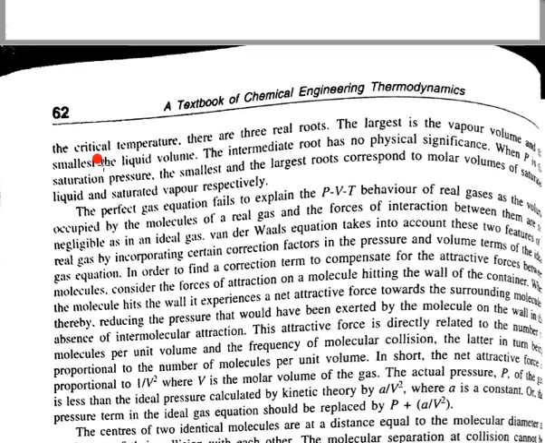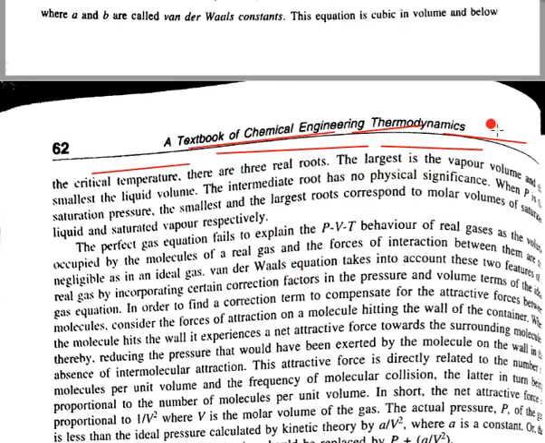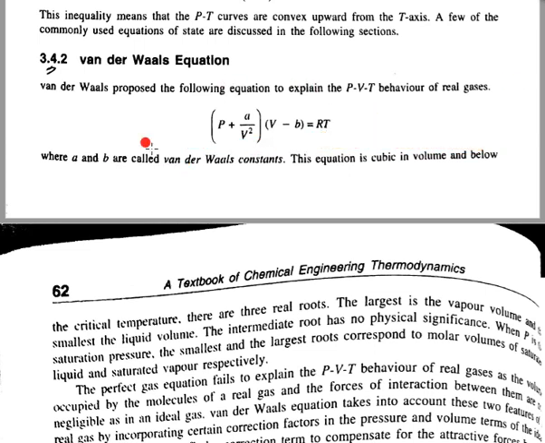There are three real roots. The largest is the vapor volume and the smallest is the liquid volume, and the intermediate root has no physical significance, where P is the saturation pressure. The smallest and the largest roots correspond to the molar volumes of saturated liquid and saturated vapor respectively.